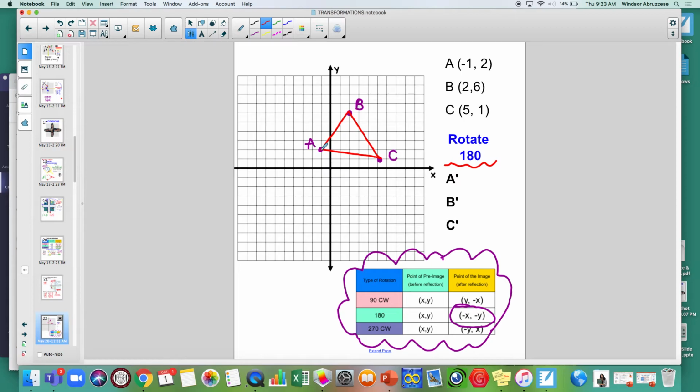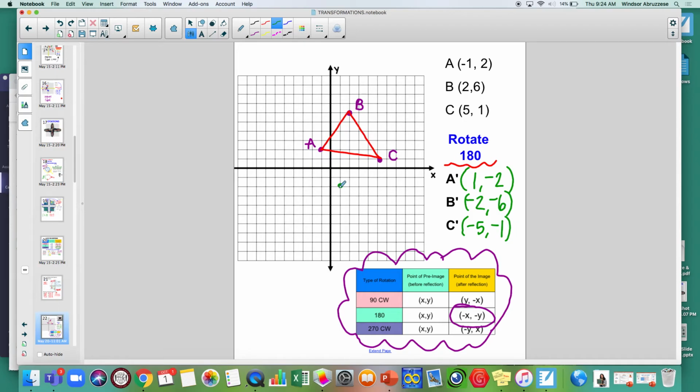Now I'm going to rotate it 180. So the difference between rotations is you have to write the coordinates first. So I'm doing the opposite. So if it was a -1, 2, it's now +1, -2. B, do the opposite, -2, -6, and C, -5, -1. Let's plot them and see what happens.